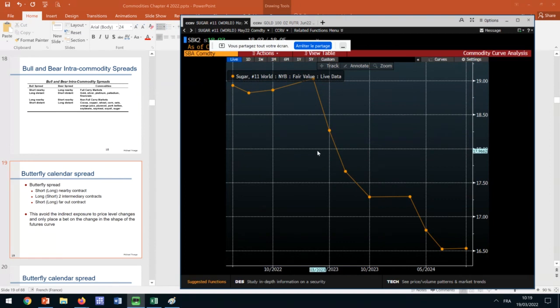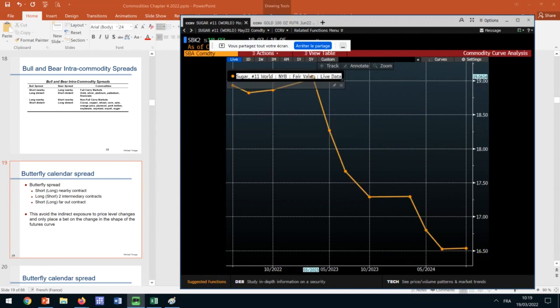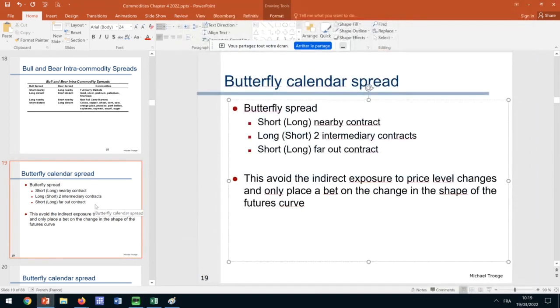Now, how can we make money from the disappearance of this kink? It's again pretty obvious. You have to place a bet on this value declining, and you have to place a bet on this and this value increasing, which means that you have to buy 2 contracts here and you have to sell 2 contracts here. And that's exactly that, so this is the opposite bet.